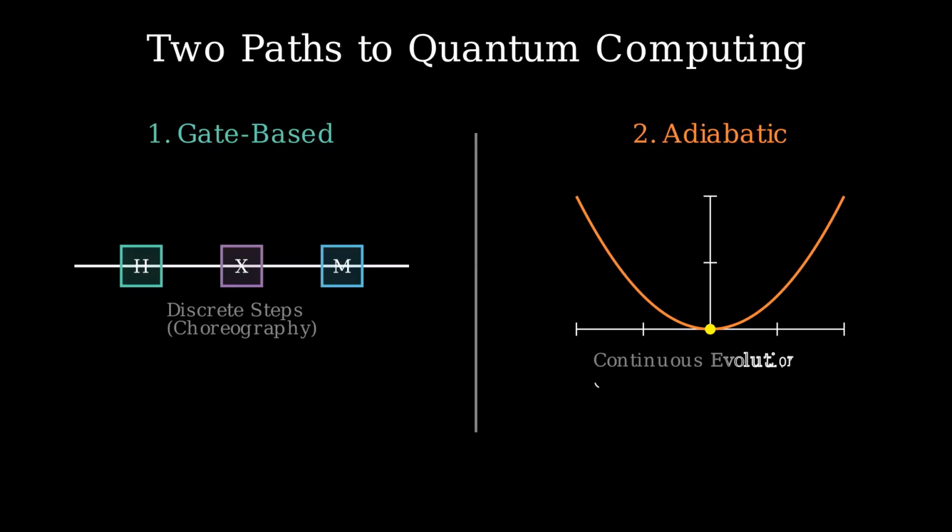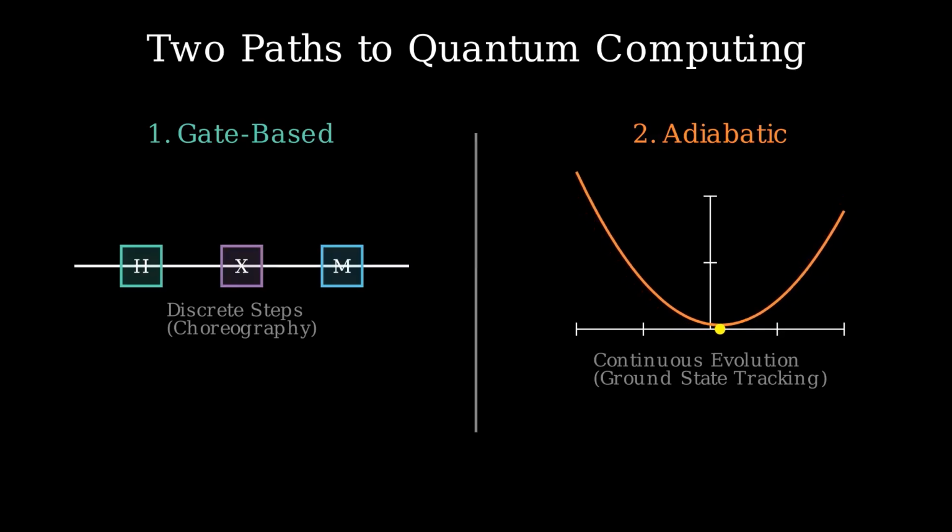Two, direct simulation, which can be quantum annealing or adiabatic quantum computation. This approach leverages the natural evolution of quantum states according to the time-dependent Schrödinger equation. Let me explain how this works. Adiabatic quantum computation follows the ground state. Imagine you have a quantum system starting in the ground state, which is the lowest energy state of some initial Hamiltonian.